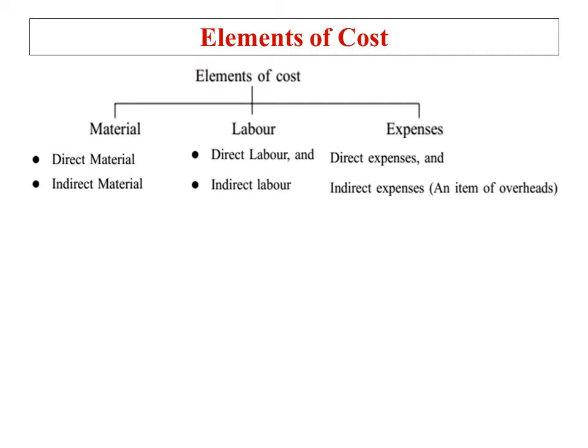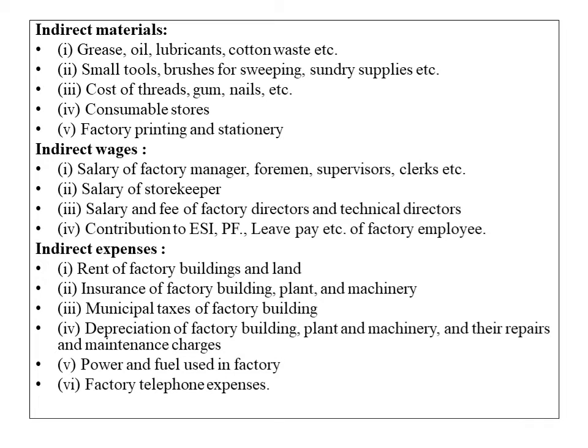In the previous slide, that is indirect material. Okay. So indirect materials may be grease, oil, lubricants, cotton waste, etc. It may be small tools, brushes for sweeping, sundry supplies, then cost of threads, gums, nails, then consumable stores, factory printing, stationery.